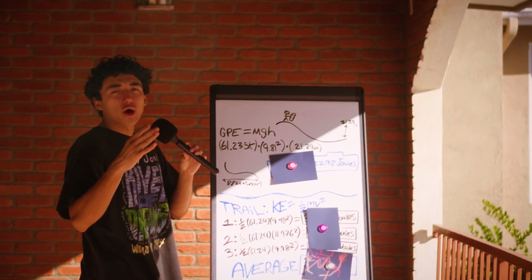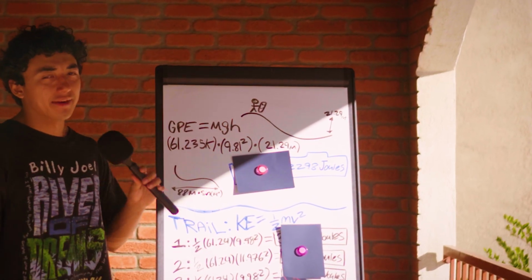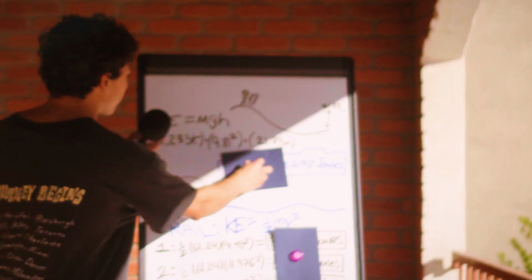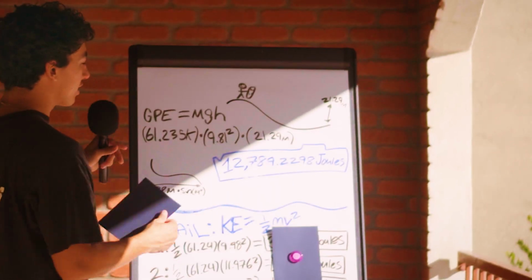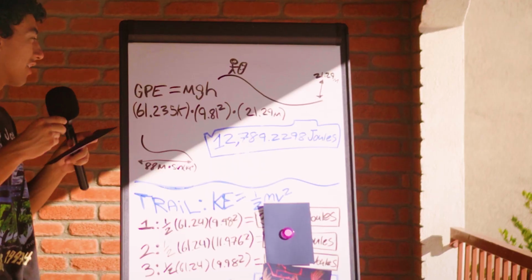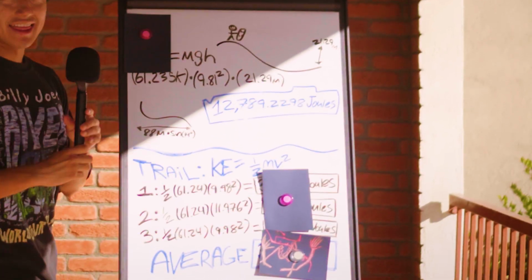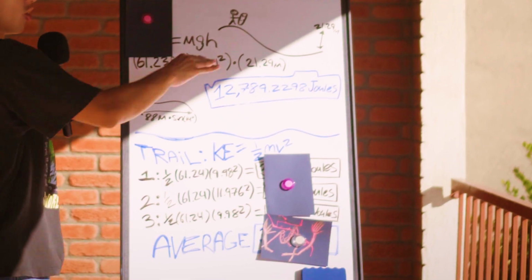And then how steep is the hill? Around 14 degrees of incline. So all of this gets us to about 12,789.2298 joules of gravity potential energy. That is how much energy that we should have at the top of the hill when we're not even moving.